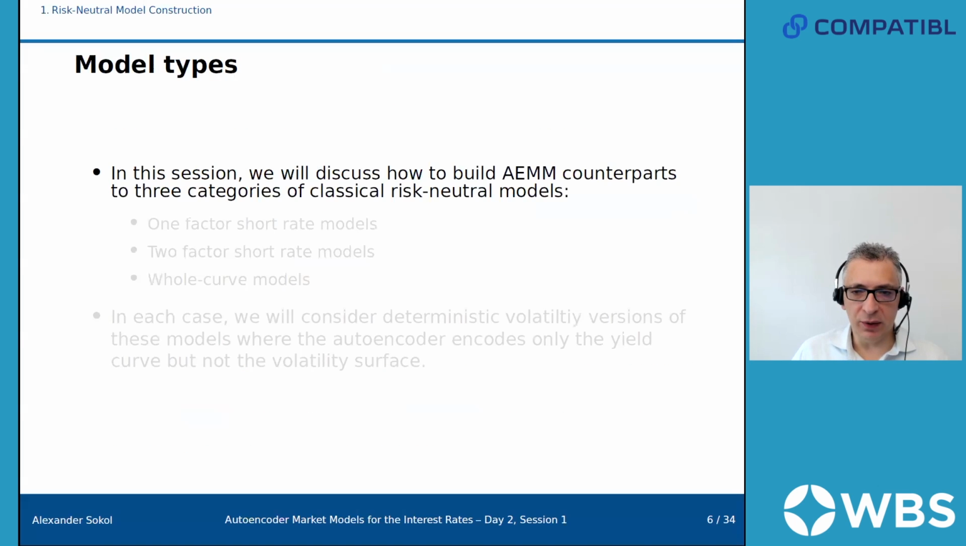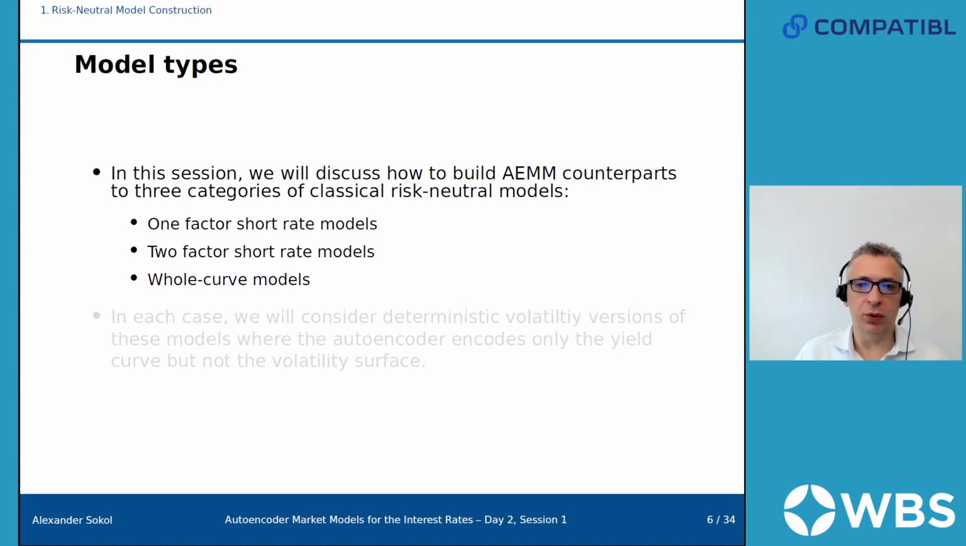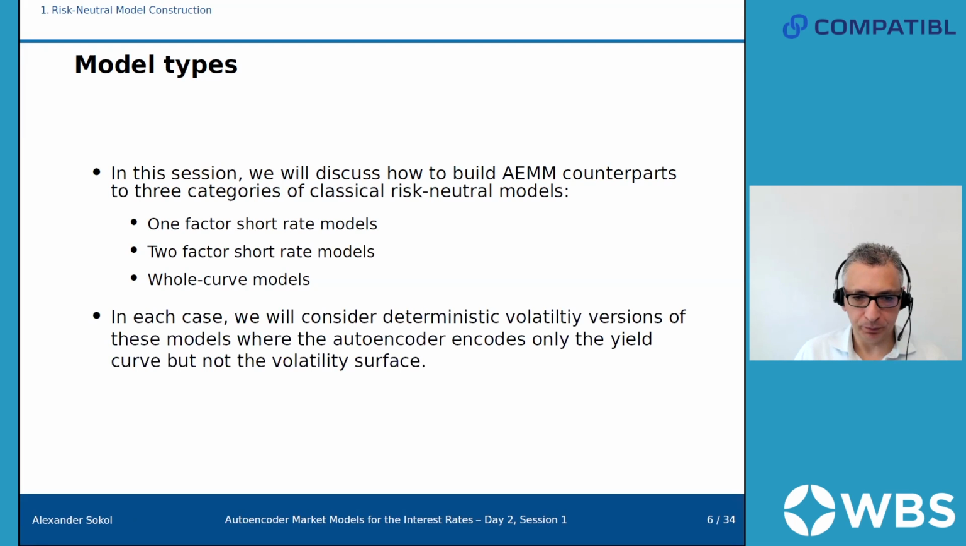Okay, now there are several popular types of interest rate models, right? They are the one-factor short rate model, the granddaddy of everything, the two-factor short rate model, and the whole curve model. So we'll discuss them one by one and show how you can start from classical models in each of the three categories and build a model that's based on an autoencoder.